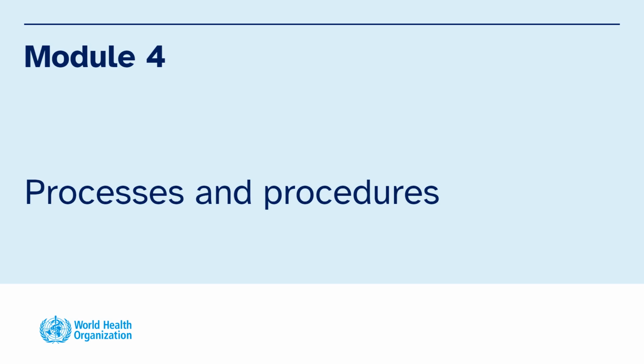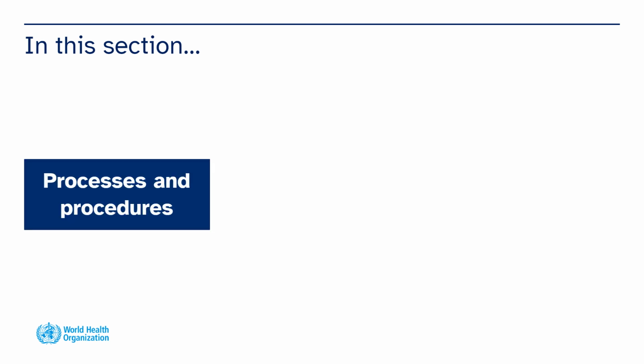Welcome to Module 4, Processes and Procedures. In this section, our focus will remain on discussing the subsequent 5 steps that aim to enhance the prevention and management of conflicts of interest. Once policies and legislation are in place, processes and procedures are needed for effective implementation.